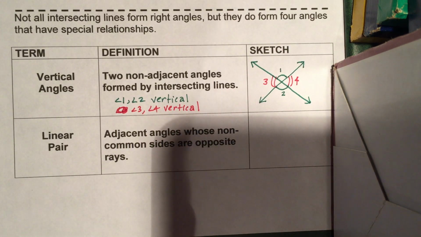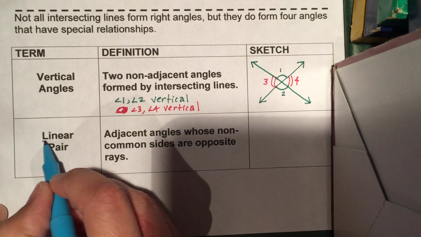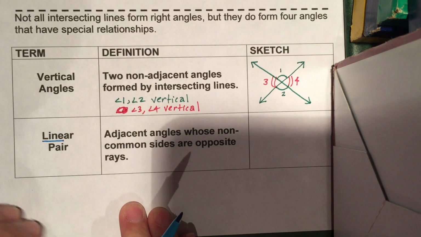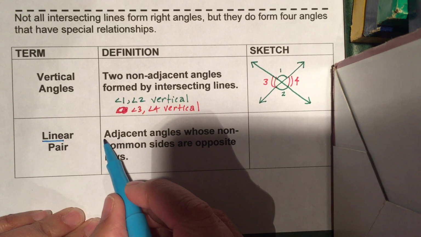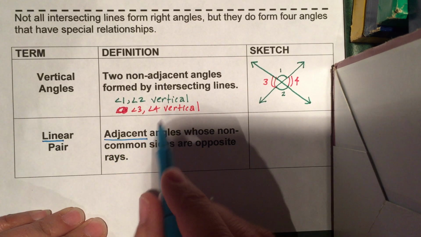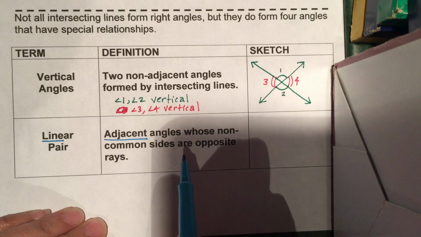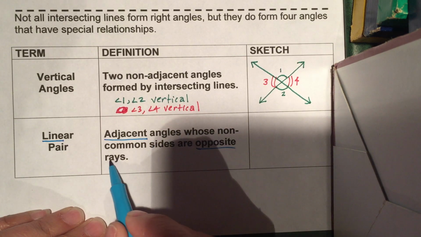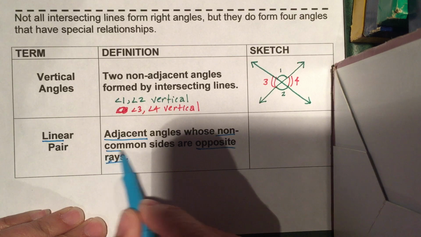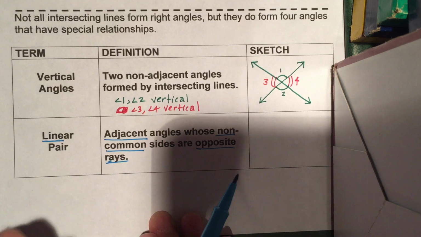Now let's look at a linear pair. And the key word you see in linear is line. Again, these are also adjacent. The vertical angles are non-adjacent. These are adjacent, whose non-common sides are opposite rays. What do you think non-common means? Well, non-common means the side they don't share.